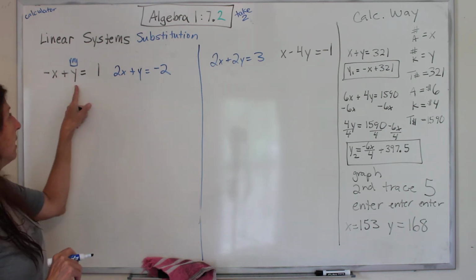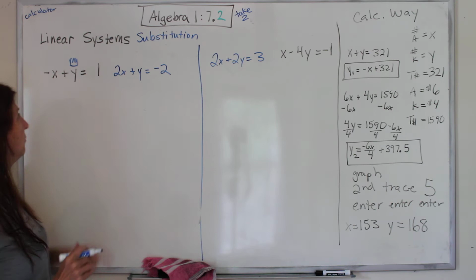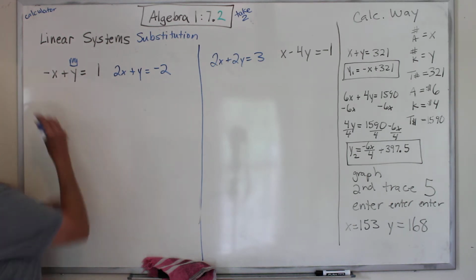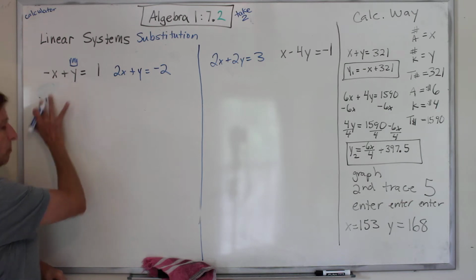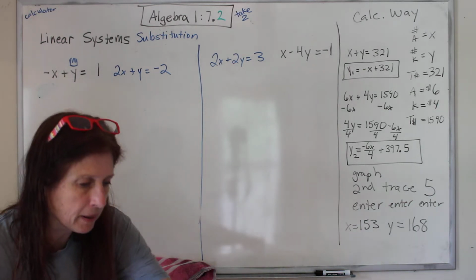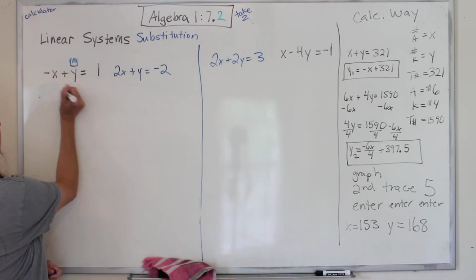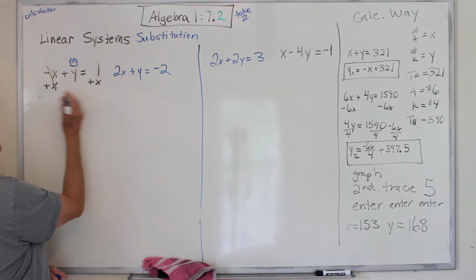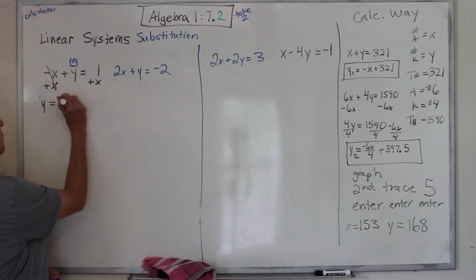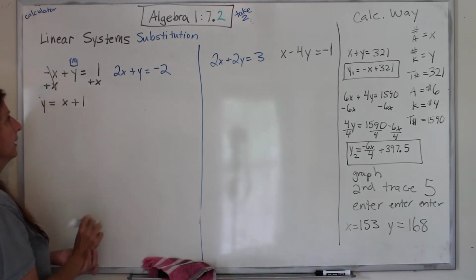Alright, now, because y won, y needs to get by itself. Why is it not alone? It's got a minus x. What's the opposite? Plus x. What I do to one side, I do to the other. I'm going to try to keep my colors separate. It will help. You see what I'm doing. So there's my opposite, those cancel out, so y equals x plus 1.